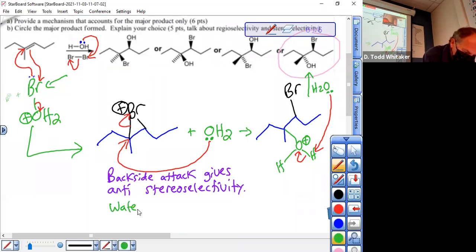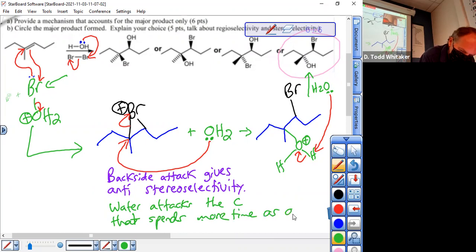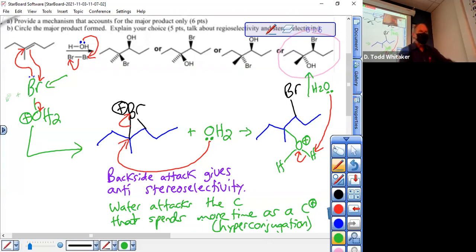Water attacks the C that spends more time as a C+. Why? Hyperconjugation stabilizes a tertiary cation better than a secondary in this example. So that's why water's on that carbon and not the other one. And what am I discussing when I discuss which carbon gets what? Regioselectivity.